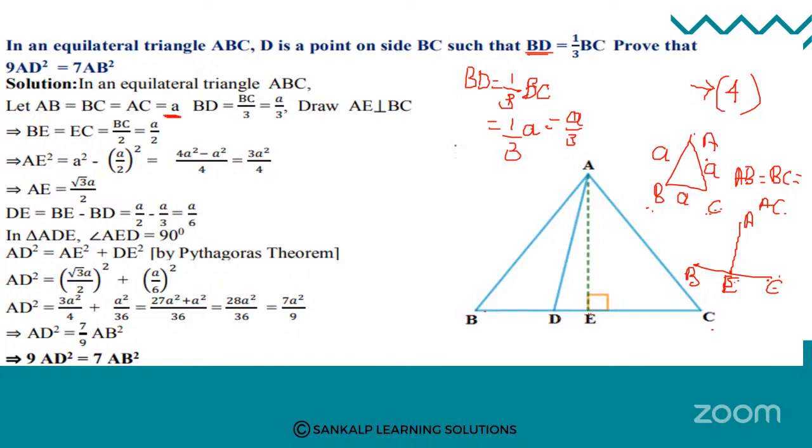Right? 2 equal parts means 1 divided by 2 into BC. So 1 divided by 2 into BC is A divided by 2. Right? So what is BE? A divided by 2. EC is also A divided by 2. A divided by 2 means what? Half a portion of BC. BE is half portion of BC and EC is also half portion of BC, right? So that value is A divided by 2.